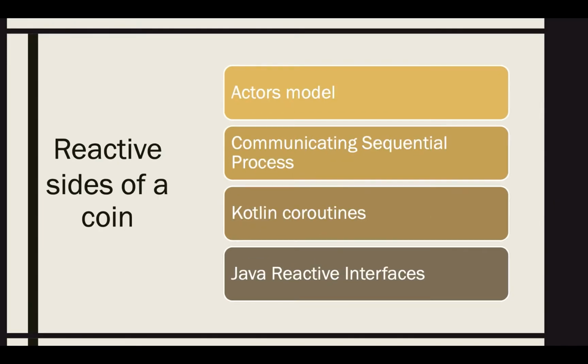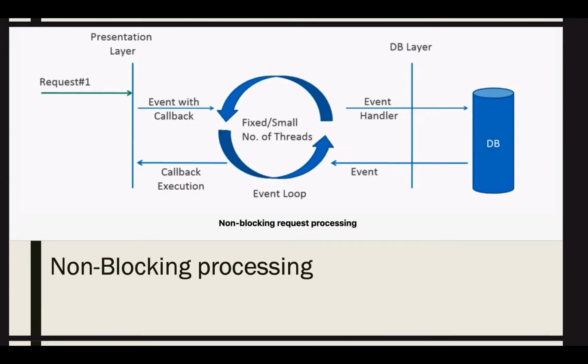And there are actually a lot of different models which use a reactive approach specifically for JVM. For example, the actor model, Akka, communicating sequential processes, working with, for example, Clojure or Go, Kotlin coroutines, and Java reactive interfaces. So even if you want to use a reactive approach with your application at development time, you have plenty of options to choose from. And the main benefit is related with non-blocking processing as well.